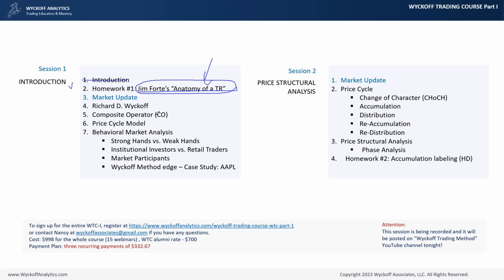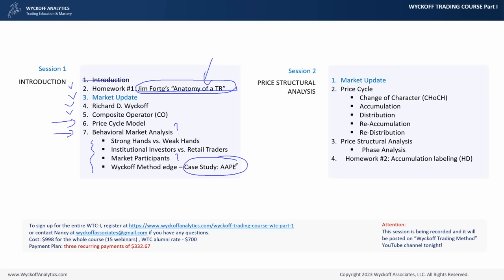Then we're going to go through the market update. Then we will switch to who Richard Wyckoff was, the heuristic of the composite operator that we use in Wyckoff methodology. Then we'll talk about the price cycle model, which is the foundation of how we view accumulation, distribution, and the trends in between them. Together with that, we'll talk about the behavioral market analysis: what it is and how we interpret it, and how we see on the chart the presence of the strong hands against the weak hands, institutional investors versus retail investors, who the market participants are, and what their traits and characteristics are. And all of that will be through the case study of Apple.